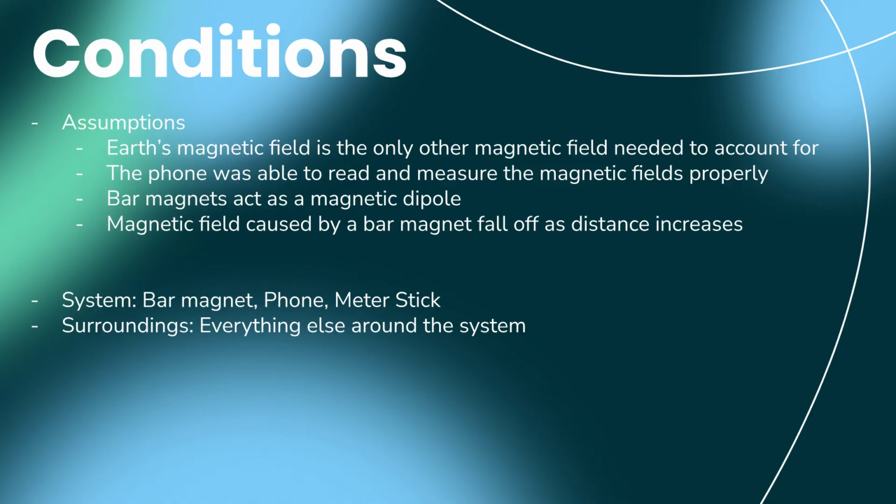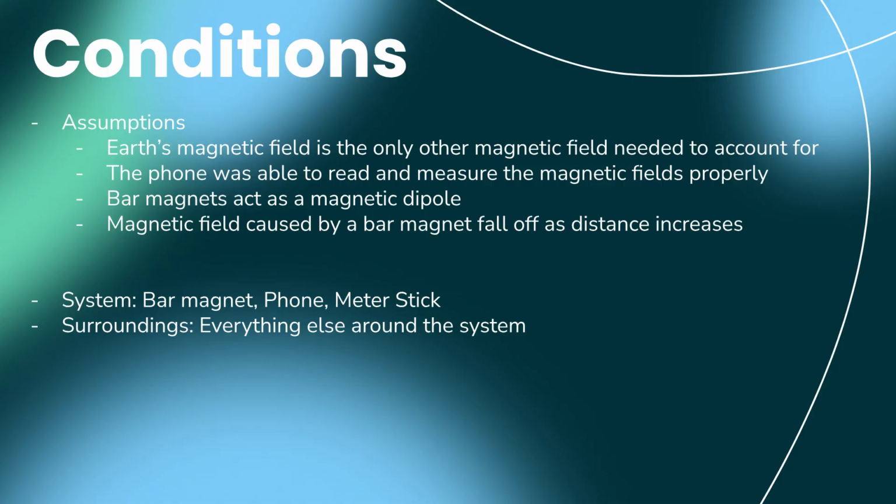So here are some of our conditions for the experiment. Our assumptions are that Earth's magnetic field is the only other magnetic field needed to account for, that the phone was able to read and measure the magnetic fields properly, that the bar magnets act as a magnetic dipole, and that the magnetic field caused by a bar magnet falls off as the distance increases. Our system was the bar magnet, the phone that we were using the app on, and then we used a singular meter stick.